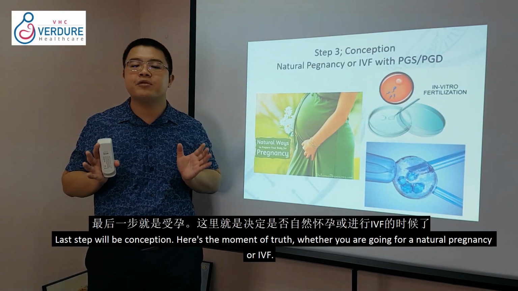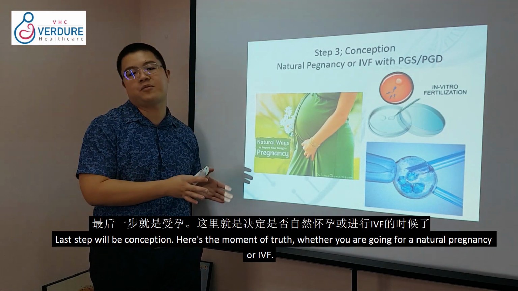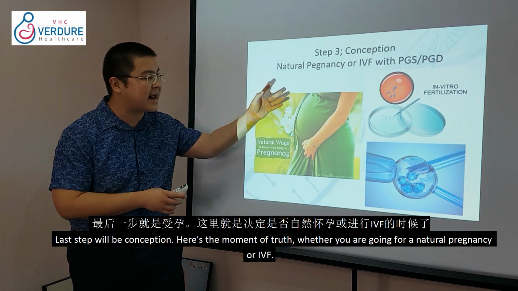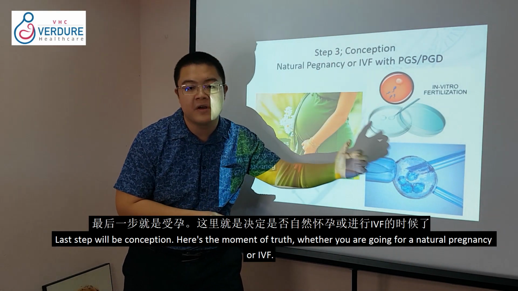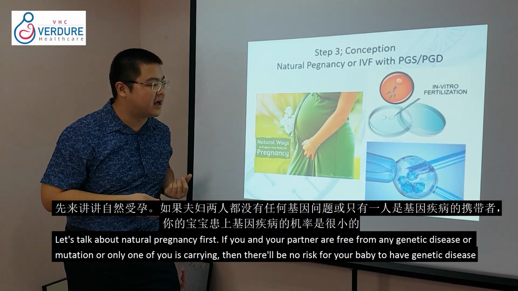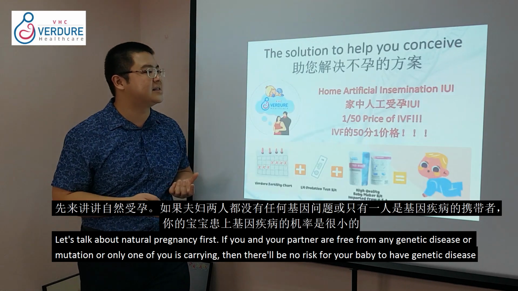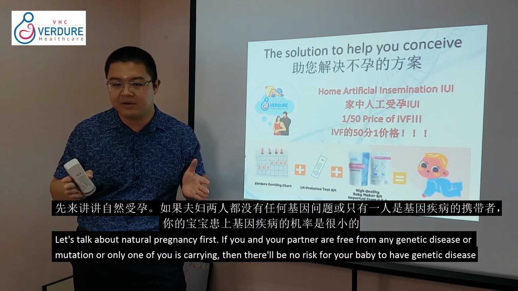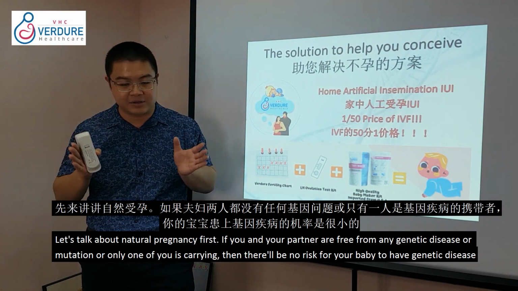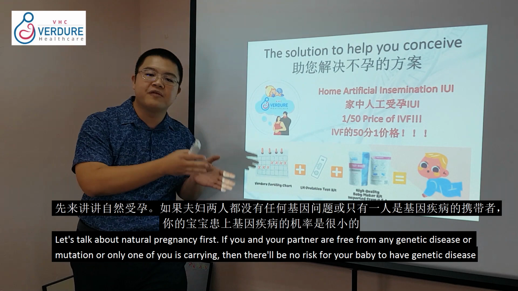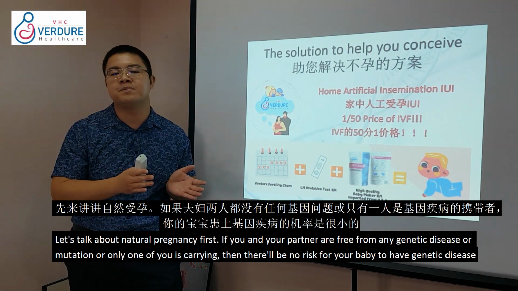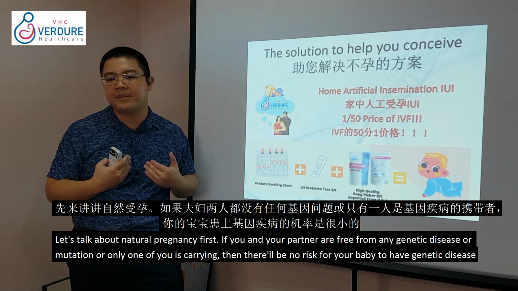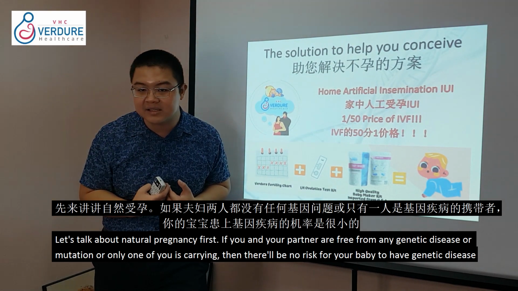Anyway, step 3 is to really go for the pregnancy. So now here's the moment of truth, whether you're going for natural pregnancy or IVF. Let's talk about natural pregnancy first. With natural pregnancy, meaning that you and your partner are not carrying any genetic mutations, or just one of you is carrying the genetic mutation but the other partner doesn't, there is actually no risk for the baby to develop any genetic diseases.